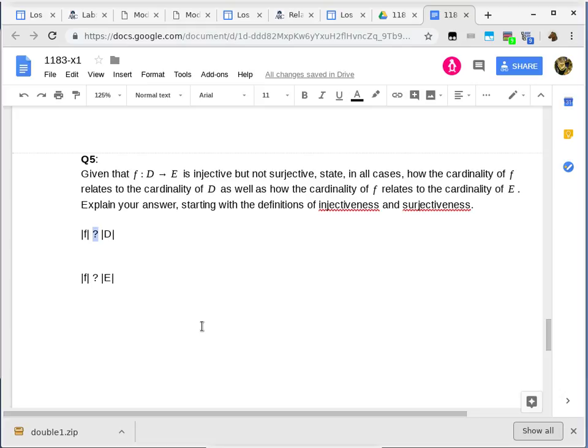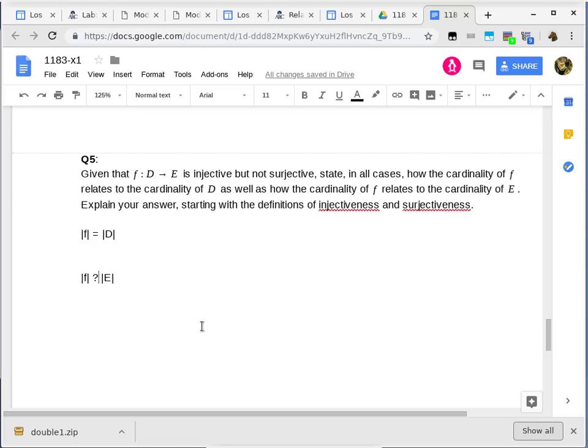It has to be equal to. It has nothing to do with injectiveness or surjectiveness, because as long as f is a function, the cardinality of the function has to be the same as the cardinality of the domain. That has nothing to do with injectiveness and surjectiveness and all kinds of crazy stuff like that. But E is a little bit different. Okay? So why is E different?